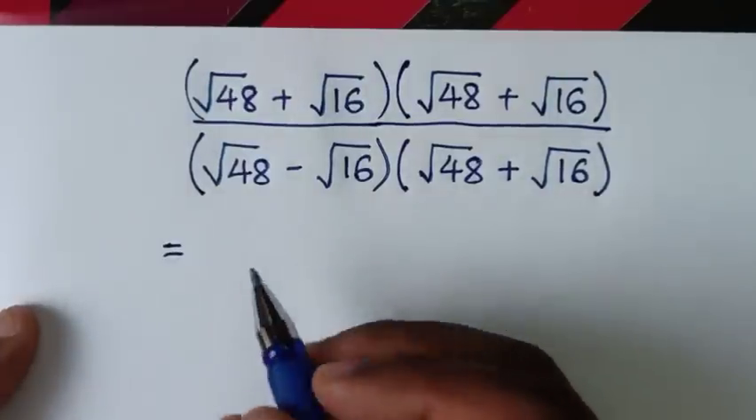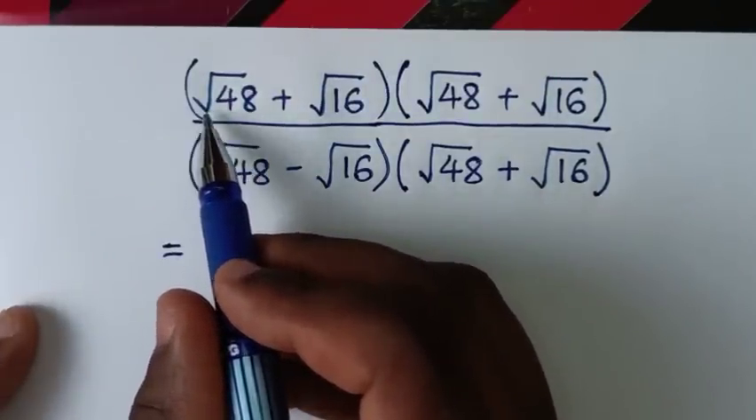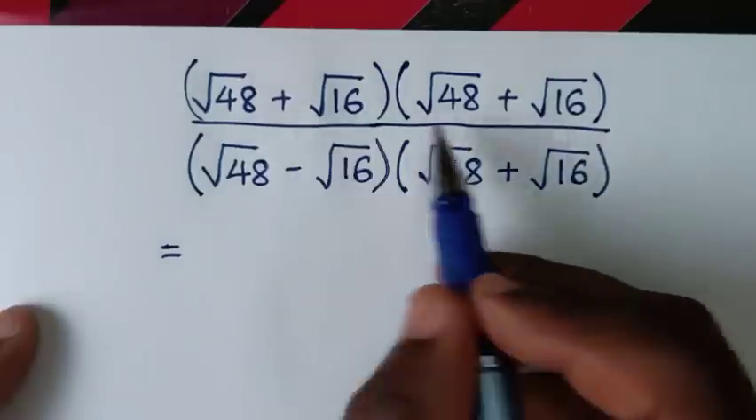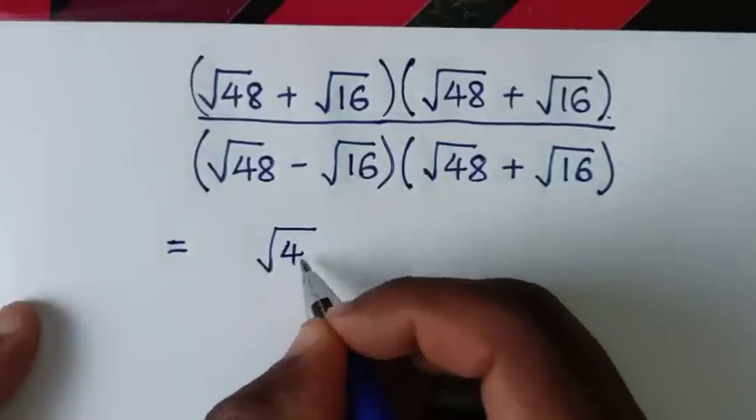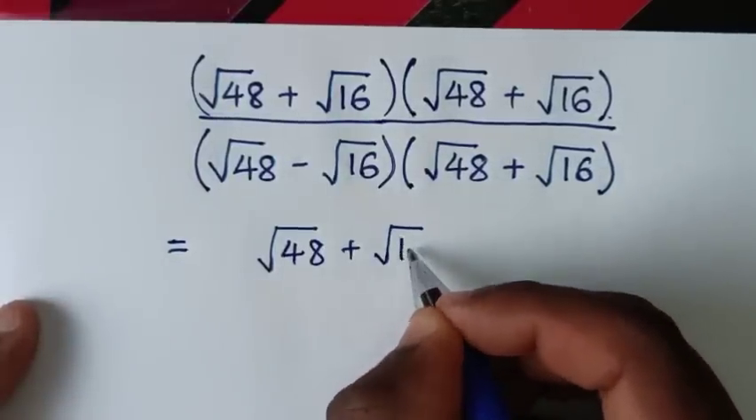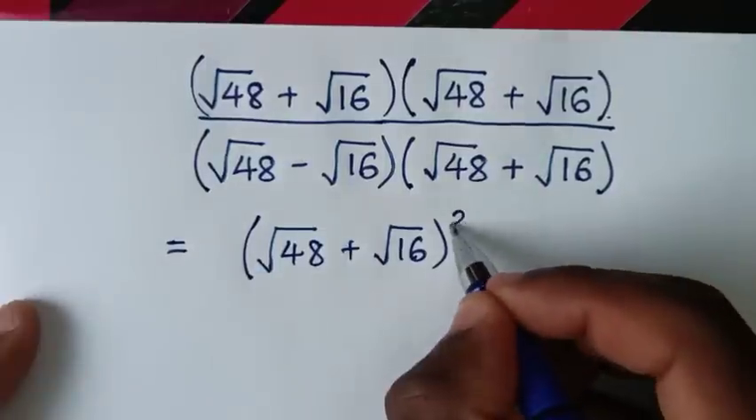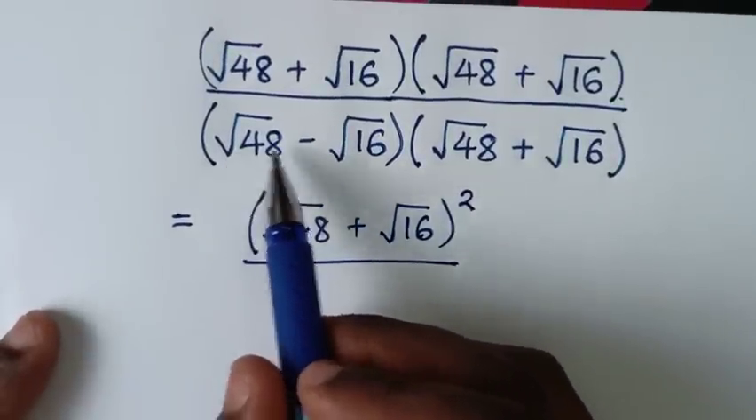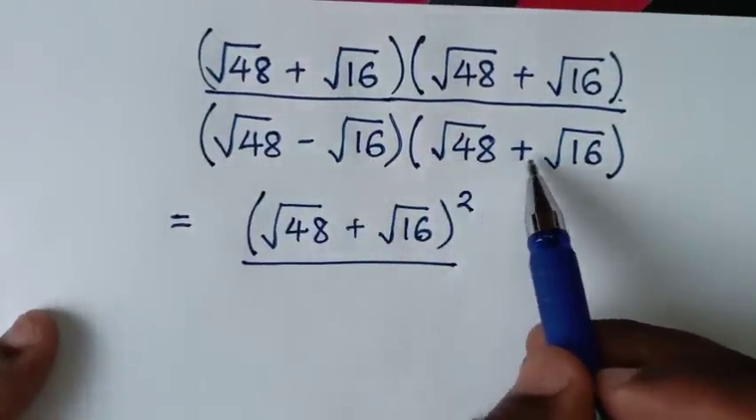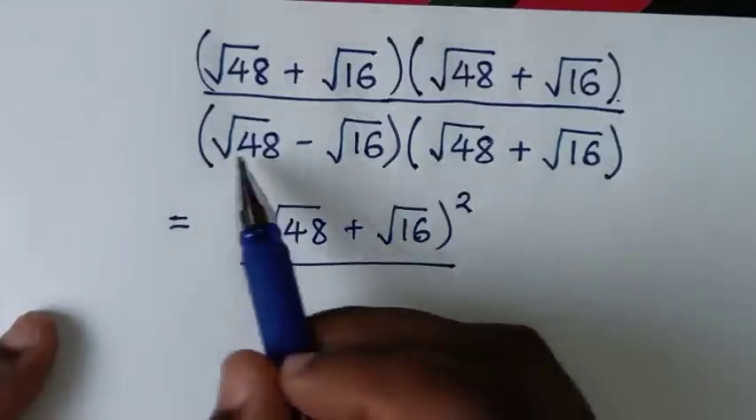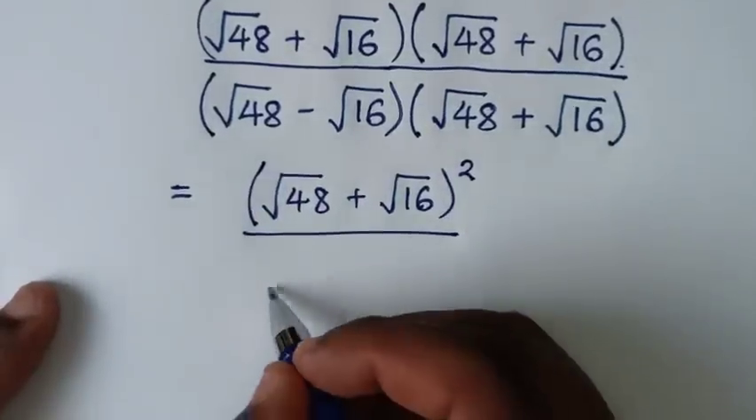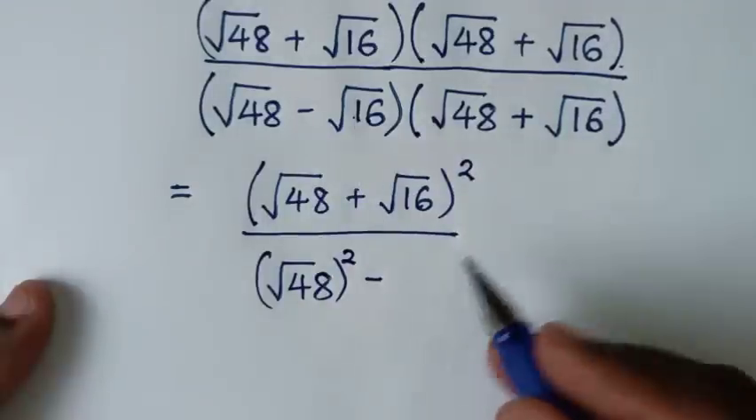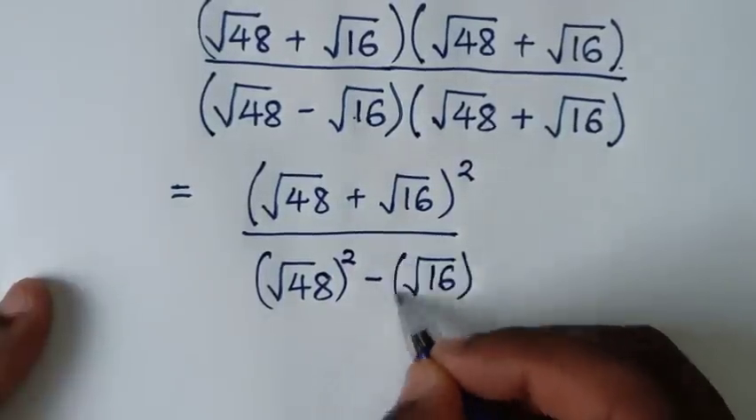Then it will be equal to, in the numerator, square root of 48 plus square root of 16 times square root of 48 plus square root of 16. They are the same, so it will be square root of 48 plus square root of 16, bracket square, over the denominator, square root of 48 minus square root of 16 times square root of 48 plus square root of 16. This is in the form of a perfect square, so it will be square root of 48 bracket square minus square root of 16 bracket square.